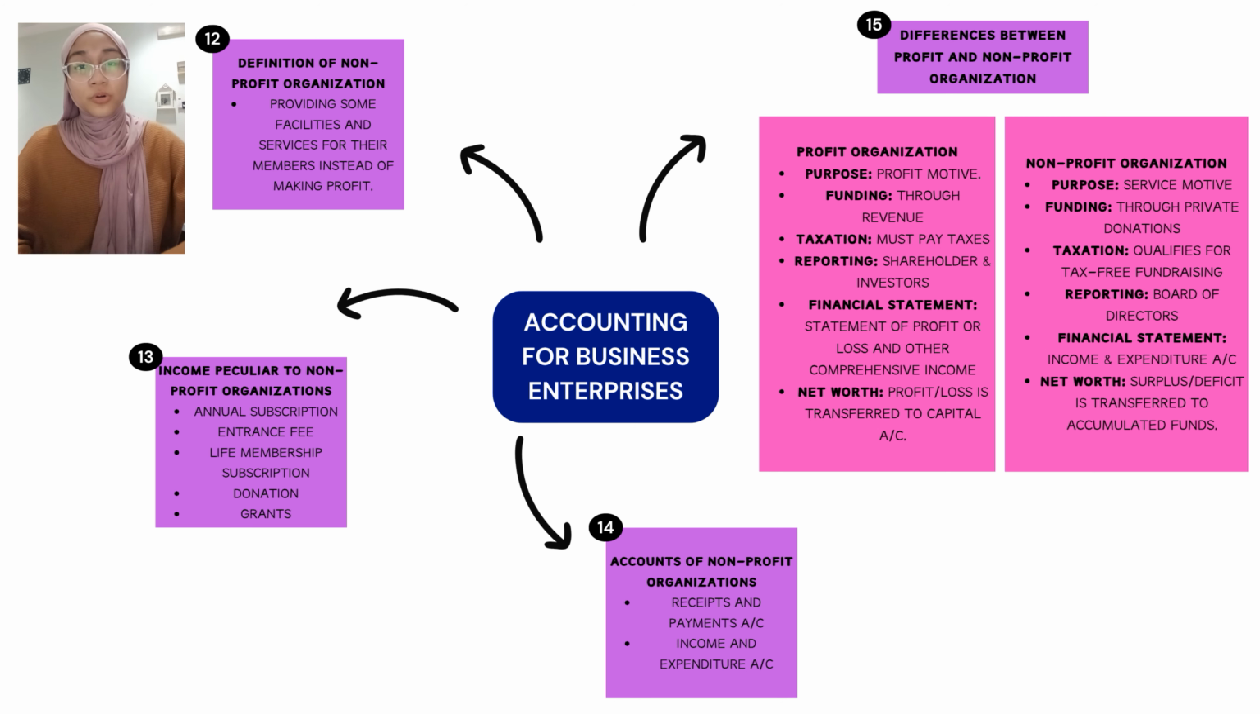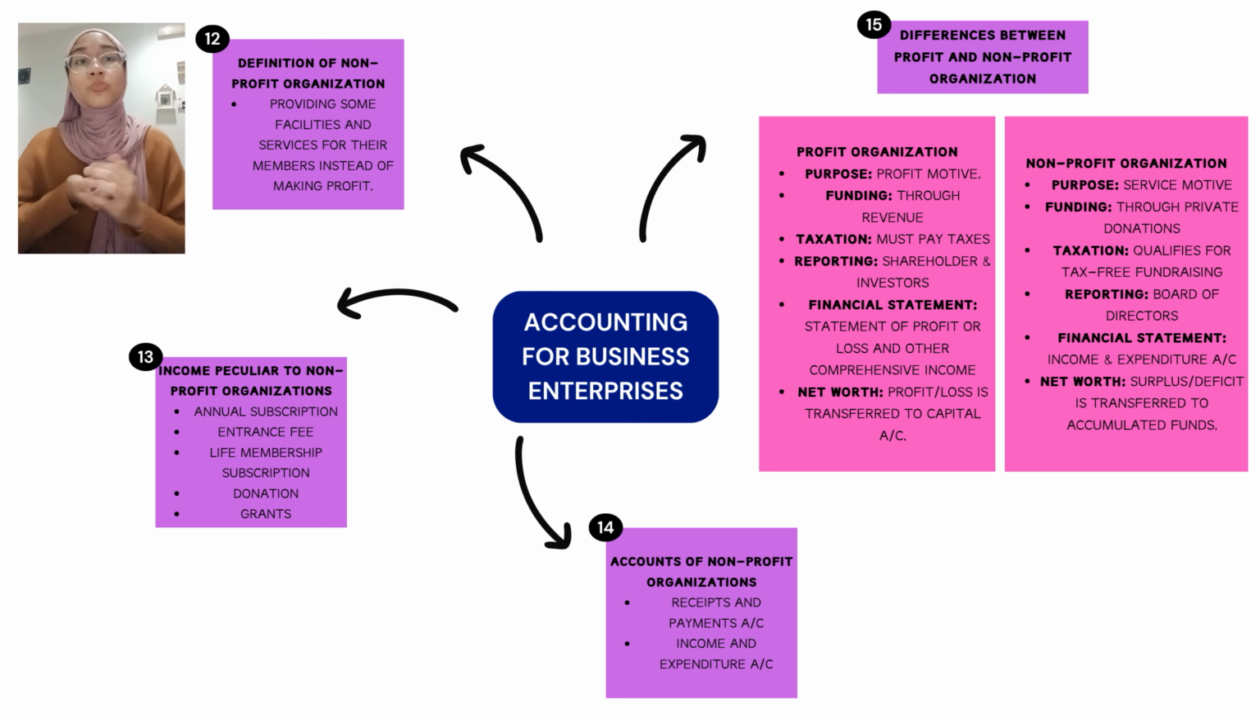For accounts of non-profit organizations, there are two main types of accounts used. First is the receipts and payments account. Second is the income and expenditure account. The receipts and payments account shows actual cash received and paid. The income and expenditure account is like a profit and loss account, but for the non-profit, it shows actual income earned and also expenses incurred.